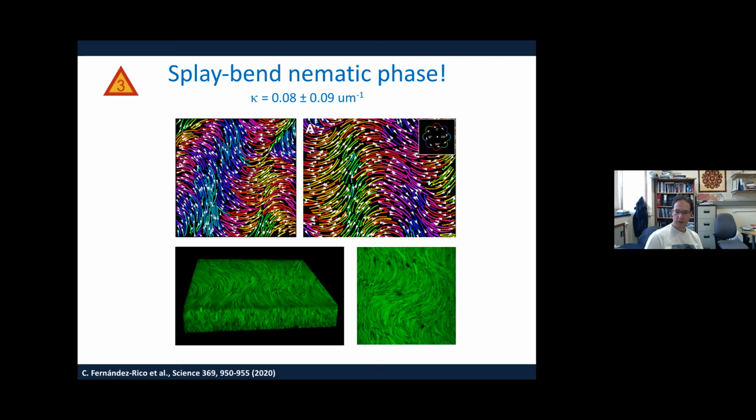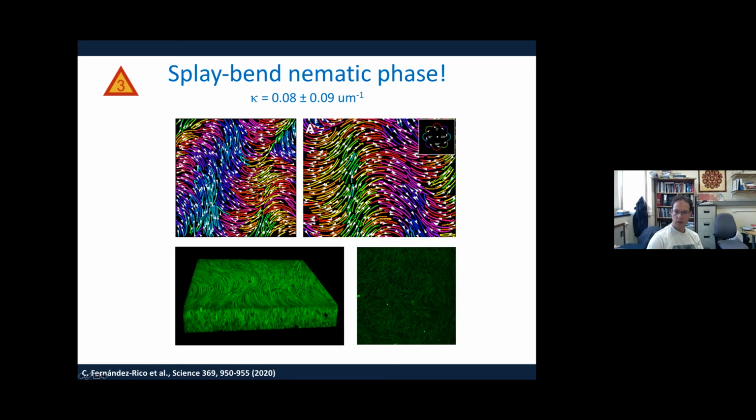So here, on the right, you see a movie, a Z-stack. Basically every image is at a different height within the sample. And if you go high enough, at some point you lose it, and then you end up in the biaxial nematic and eventually you get into the isotropic phase. But on the bottom left, you see a Z-stack where you can see that even roughly 10 diameters, 15 diameters in, you can still have this beautiful modulated director field, typical of the splay-bend nematic phase. So we don't only see it in 2D, but we also really see it in the third dimension.